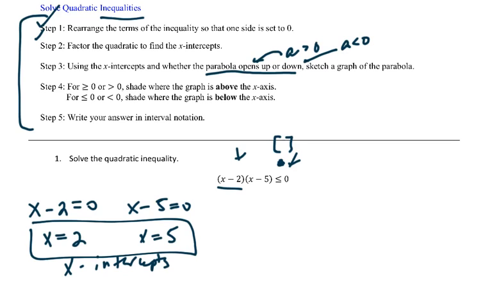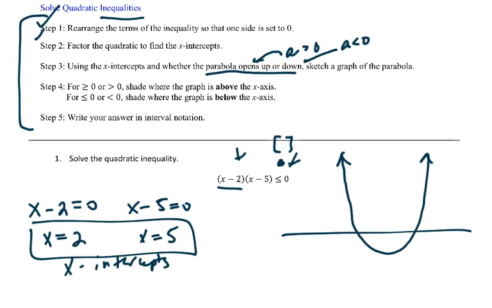Now, the leading coefficient on this, if I were to multiply these binomials out using either the FOIL method or the box method, whatever method you want, you would end up having a positive leading coefficient of +1, and so therefore our parabola opens upwards. So I'm going to draw a quick sketch of this parabola. It's going to open upwards. It has x-intercepts at 2 and at 5. So the y-axis would be right here.